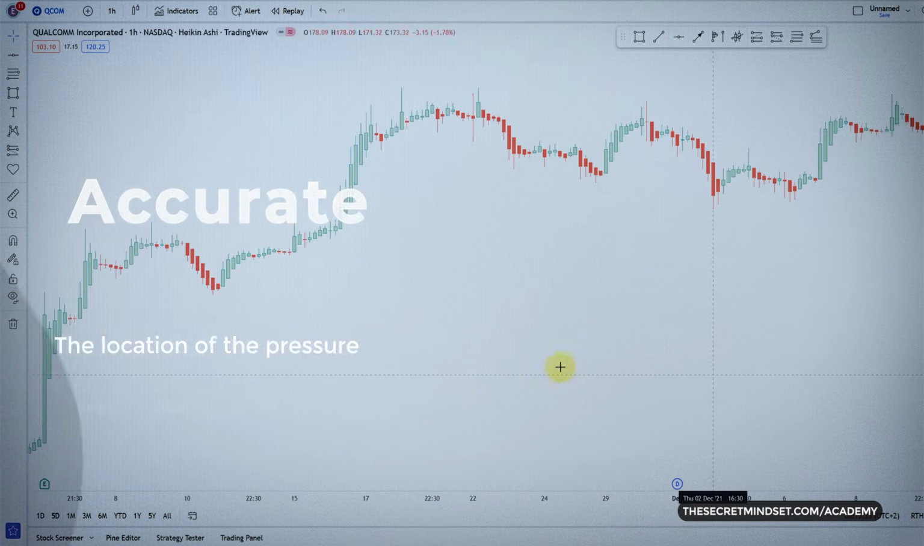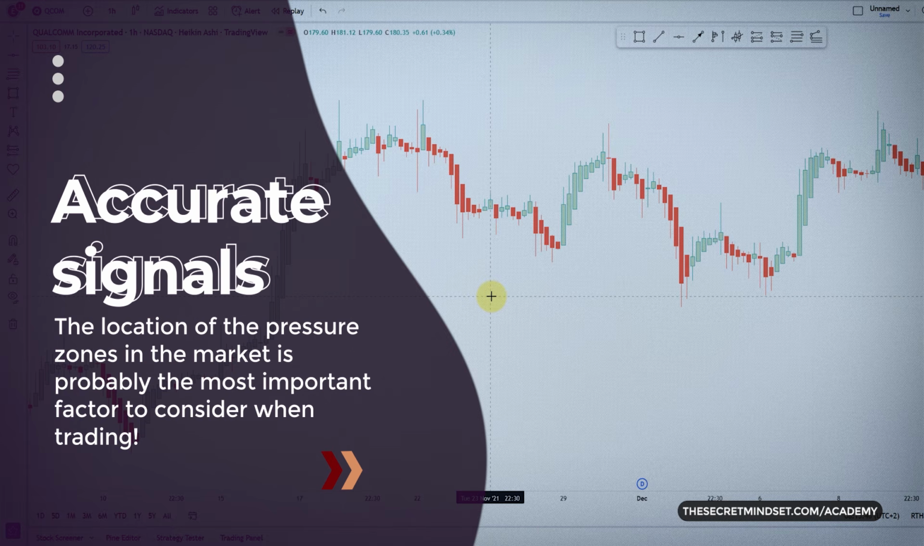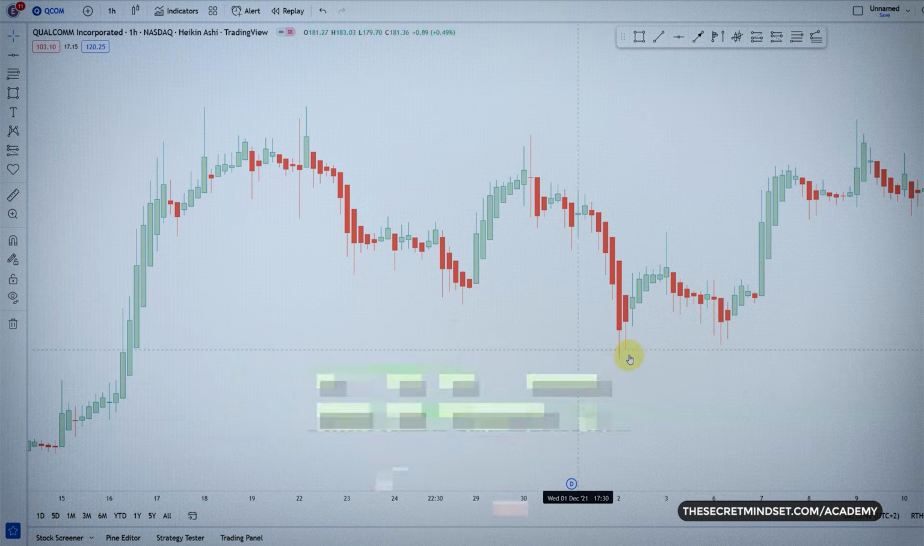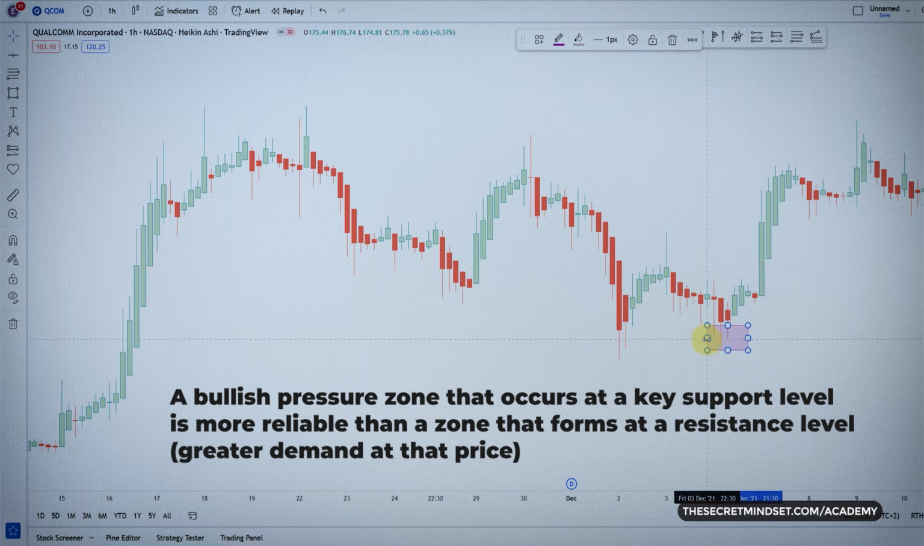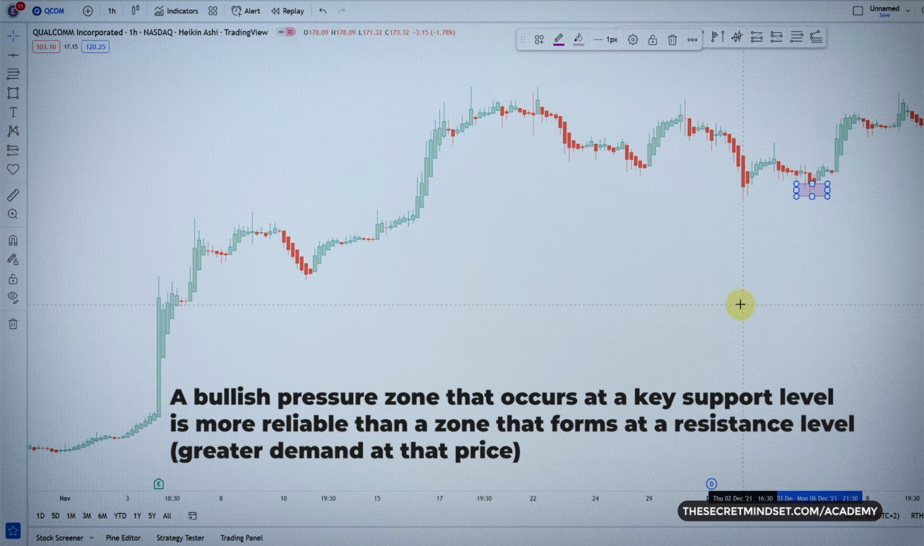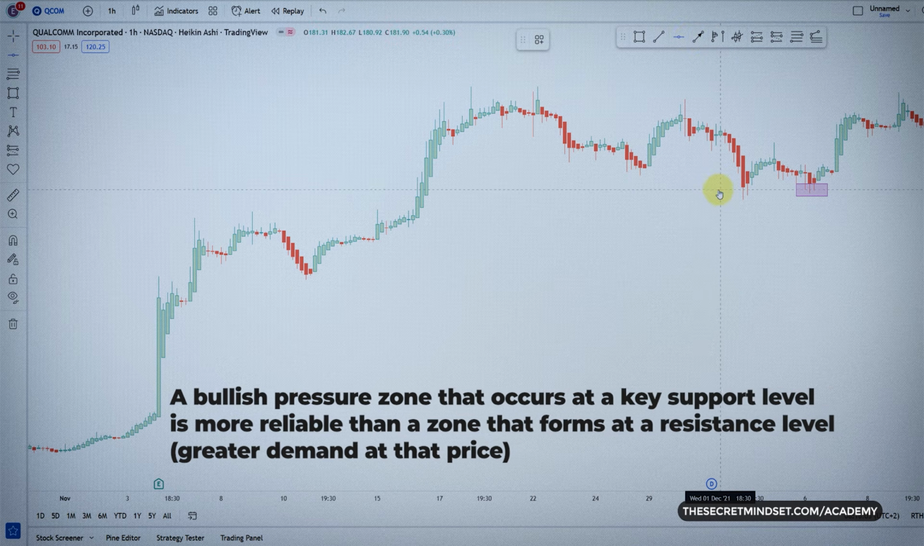As you can see, the location of the pressure zones in the market is probably the most important factor to consider when trading, as it can provide context and will help you determine the likelihood of the signal being accurate. For example, a bullish pressure zone that occurs at a key support level is more reliable than a zone that forms at a resistance level, because the support level suggests that there may be a greater demand at that price.